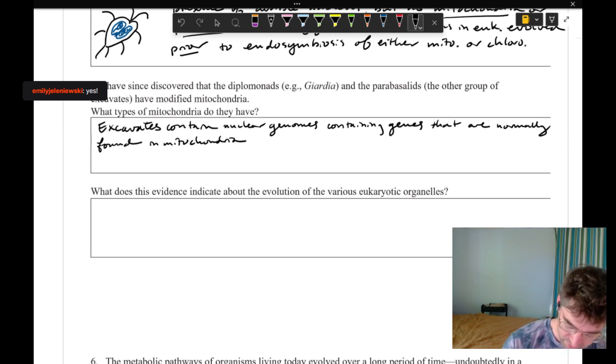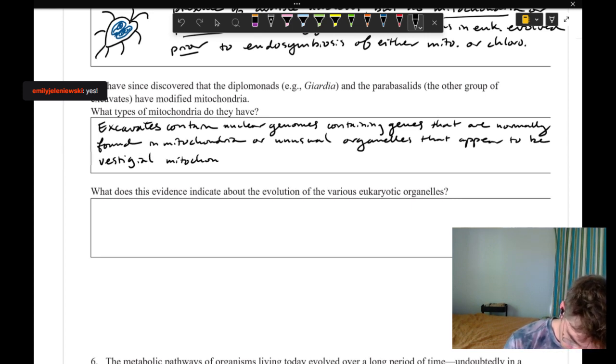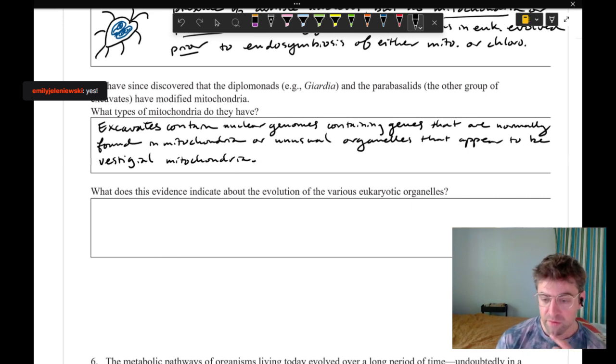Normally found in mitochondria, or unusual organelles that appear to be vestigial, meaning non-functional mitochondria. This is where molecular biology really made the case for, and provided better evidence for, a specific progression in the evolution of life.